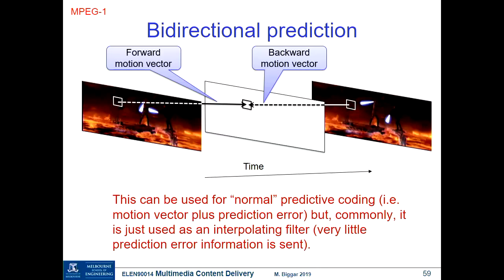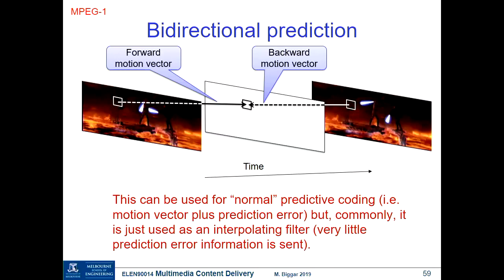And we can look at this bidirectional prediction in a couple of different ways. One is that we can just say, well, it's normal predictive coding. That is, we get motion vectors and that gives us a prediction, and then we encode the motion vectors and we encode the prediction error that is left behind. But commonly the way this bidirectional prediction operates is that it's essentially an interpolating filter. It's kind of filling in the gap in between these frames without sending very much prediction error to correct the error.